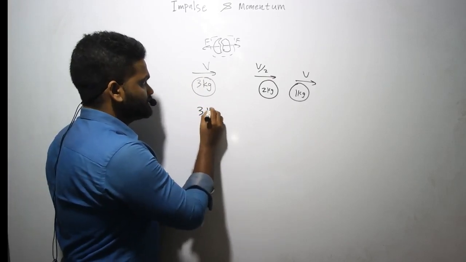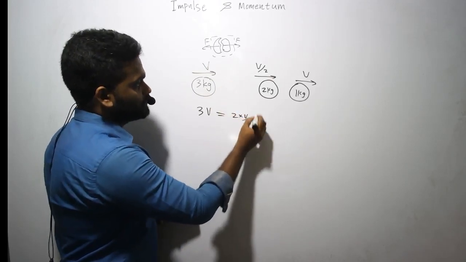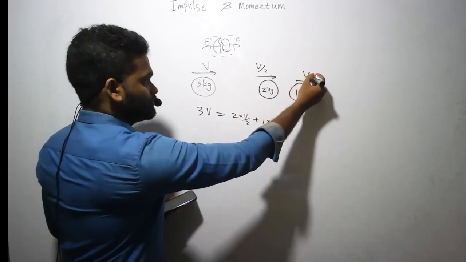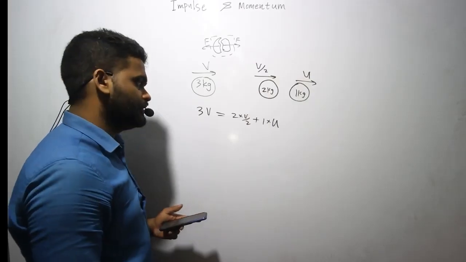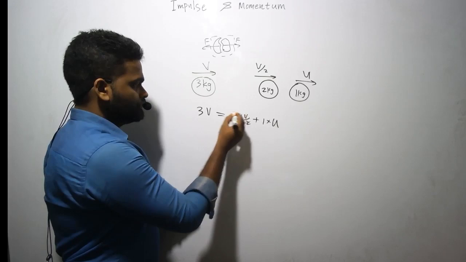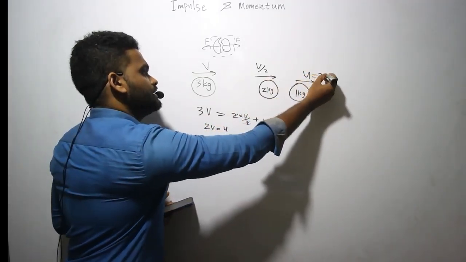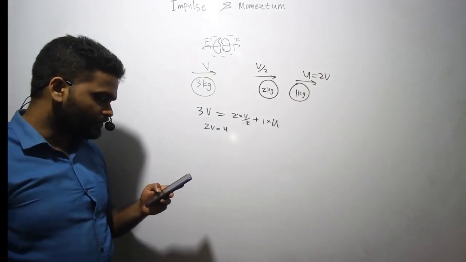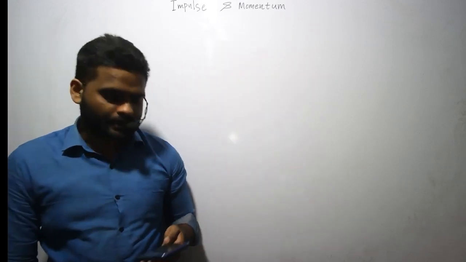So before momentum is 3 times v equals after momentum, 2 times v over 2 plus this one, 1 times v. Now we don't know this velocity, right? So I take it as u. It is not v. That is what you are finding. So 3v minus v is 2v. So u is equal to 2v, right? So the answer is the fourth one. That's a simple question. Right.